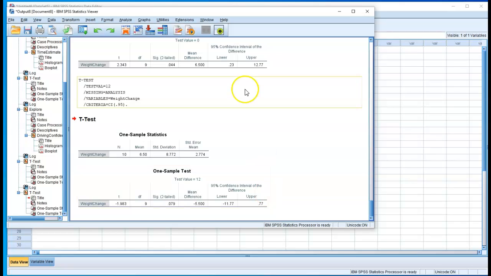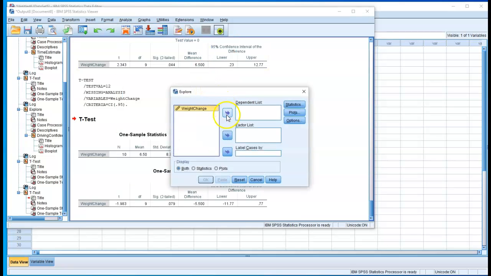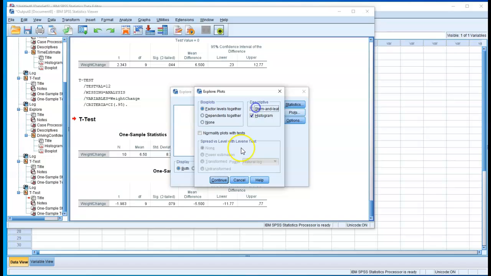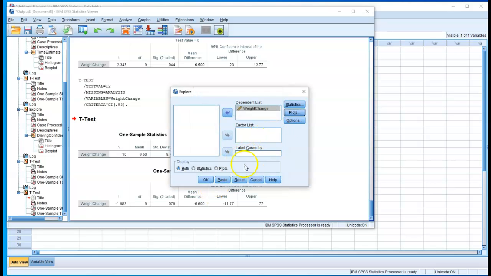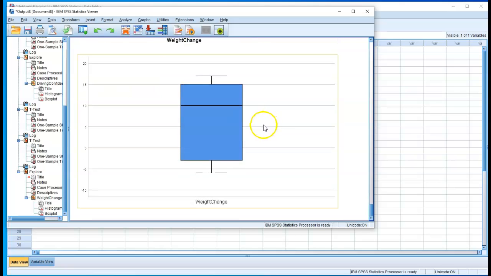Okay. In this example, also to get graphs, you can get them by clicking on Analyze, Descriptive Statistics, and Explore, and move the variable over. And under plots, I'm going to ask for a histogram, and that will give me a histogram as well as a box plot. Okay. All right, so unfortunately, SPSS does not give you standardized effect sizes or confidence intervals around them.